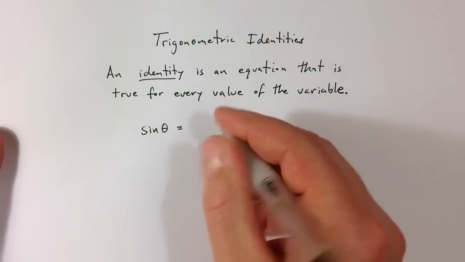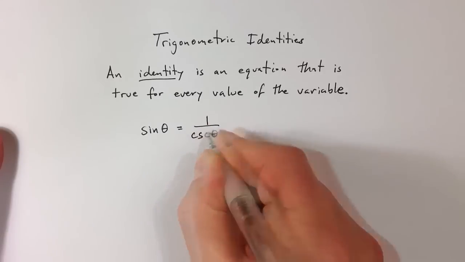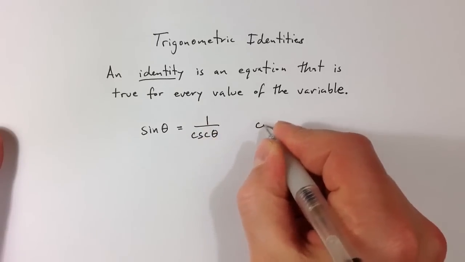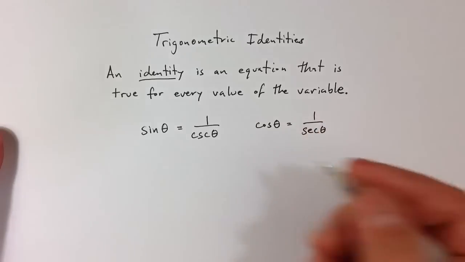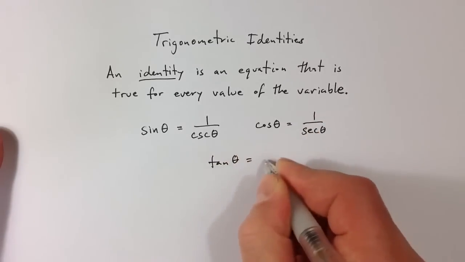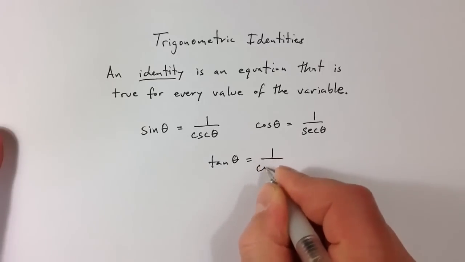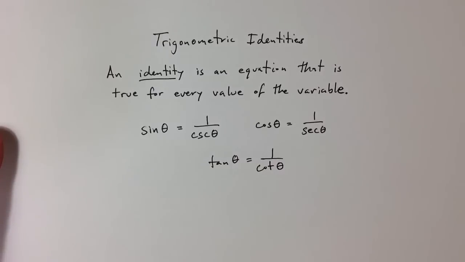In particular, sine of theta is the reciprocal of cosecant, and cosine of theta is the reciprocal of secant. Also, tangent of theta is the reciprocal of cotangent. So these reciprocal identities are identities because they're true for every possible angle. And there are others as well.